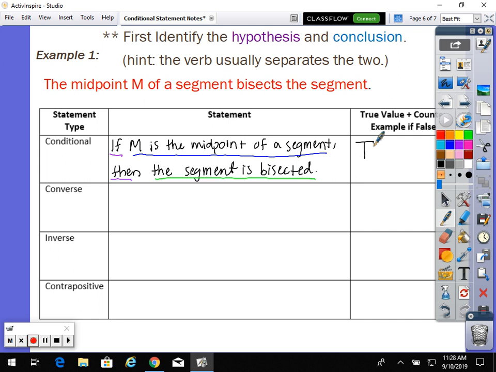So now we're going to write the converse. So the converse, remember, we flip the hypothesis and the conclusion. So if the segment is bisected, I'm going to go ahead and put my if and then there. If the segment is bisected, then M is the midpoint.